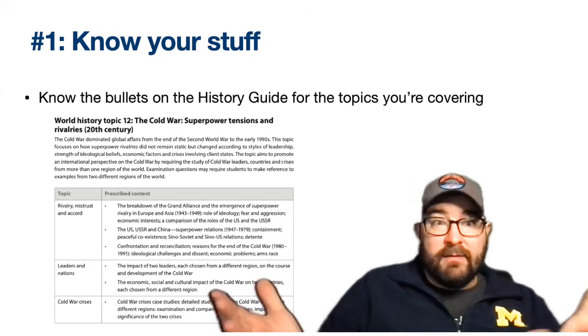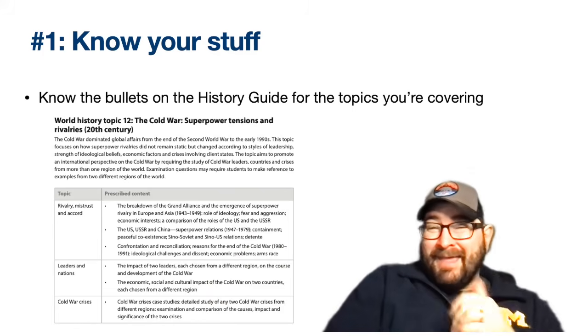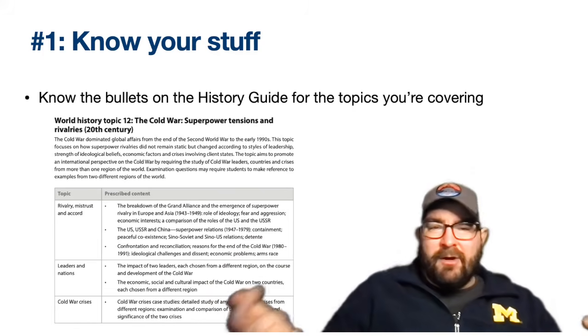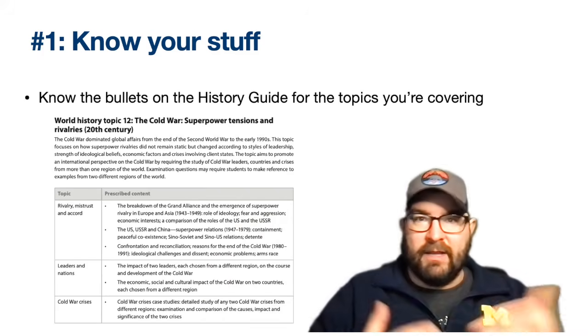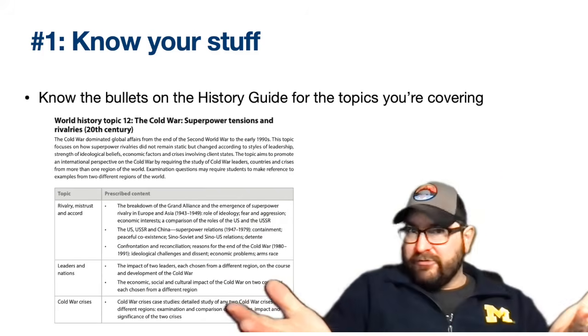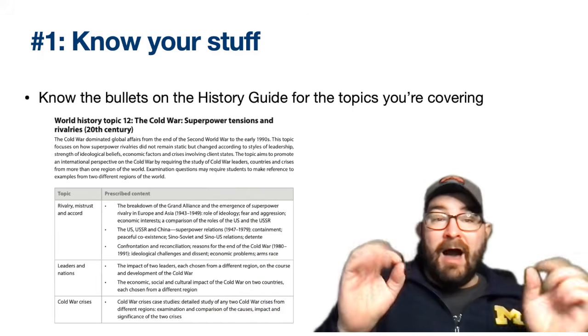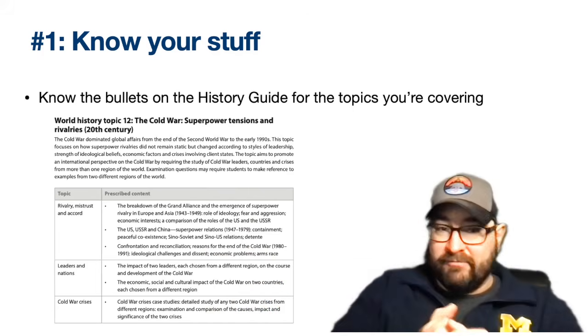It's IB history. You've learned a lot over 2 years. You need to know your stuff. And if you're wondering what stuff you need to know, get yourself to the history guide. You can Google it, 2020 IB history guide. A lot of people have dropped it online. Your teachers have probably supplied it to you. Know the bullets on the history guide for the topics that you're covering.